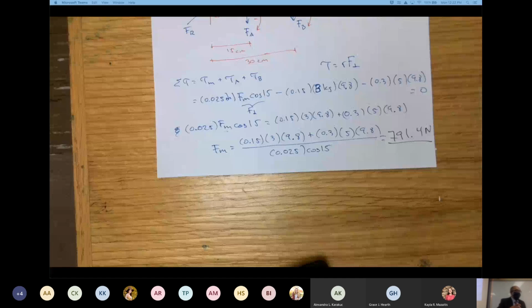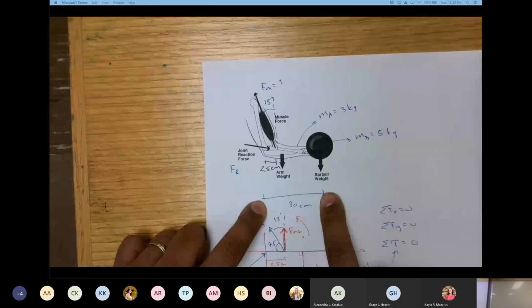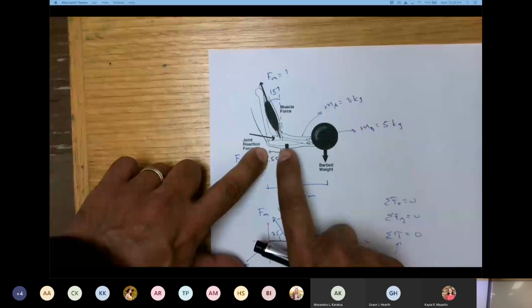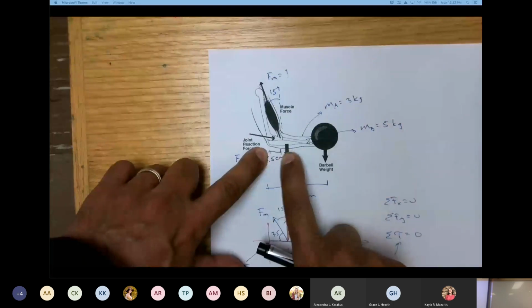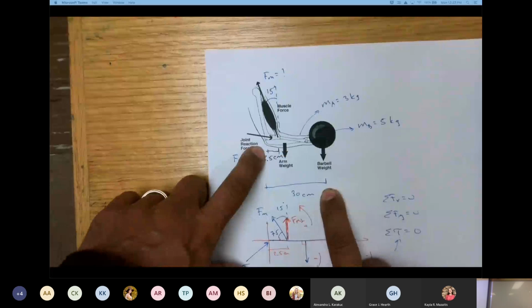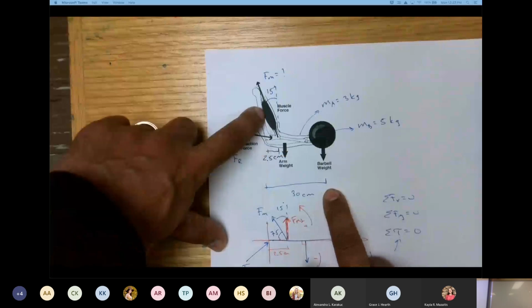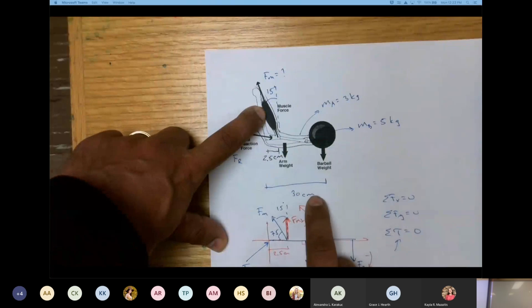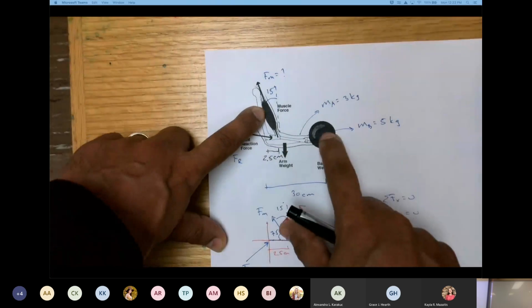Now, if you look at the distance between the joint and the dumbbell, it is 30 centimeters, and the distance between the joint and the muscle is 2.5 centimeters. So this one is almost 10 times bigger than this one. So it makes sense that the force that the muscle is going to require is going to be close to 10 times whatever you have on your hand. You can think of it as a seesaw or a scale.